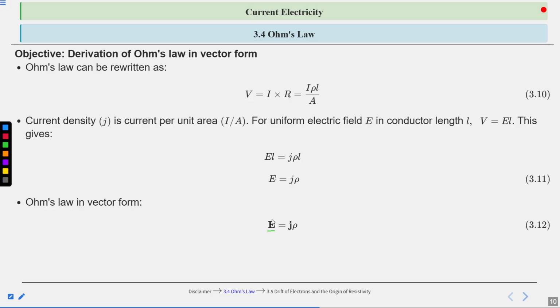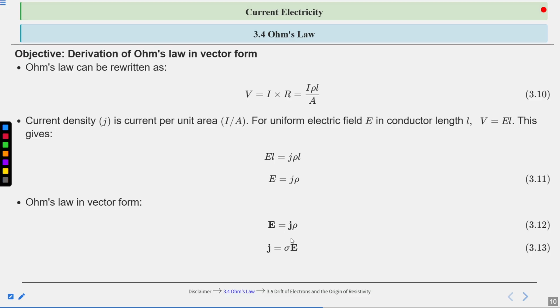So E vector, these bold letters mean vector quantity. So this electric field vector equals this current density vector into rho, resistivity. So this is the vector form of Ohm's law. Also we can write it as J equal to sigma E. Now how did rho become sigma? Rho will go there in the denominator below E, and 1 by rho is equal to sigma.